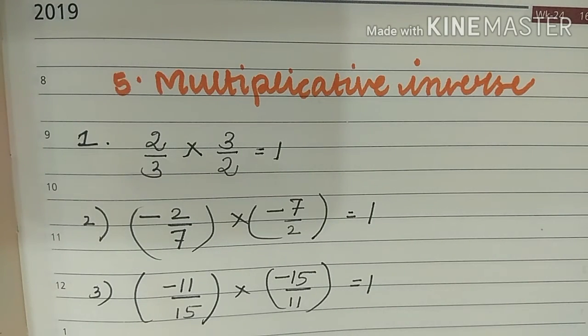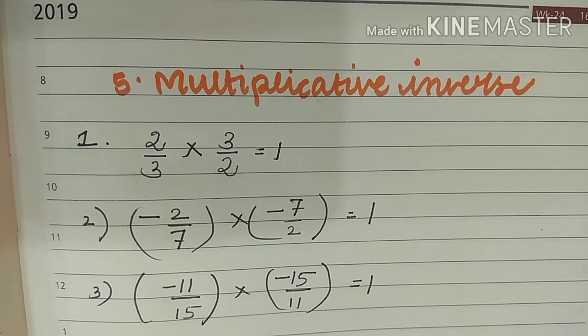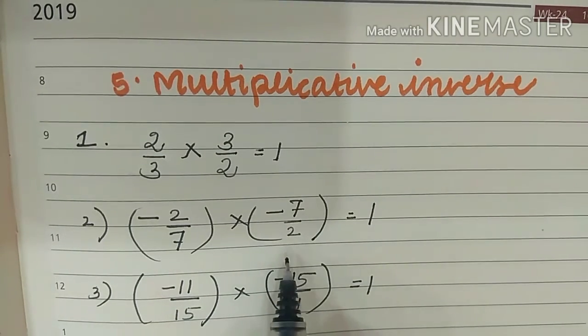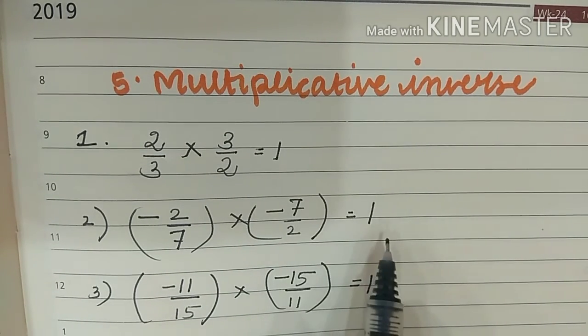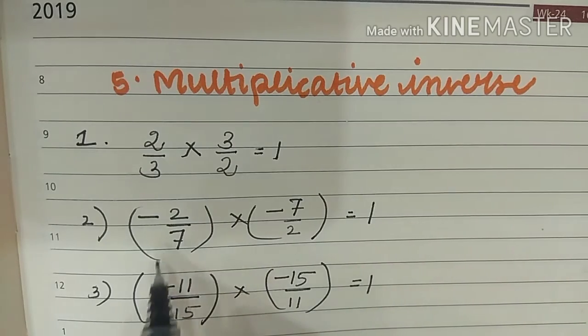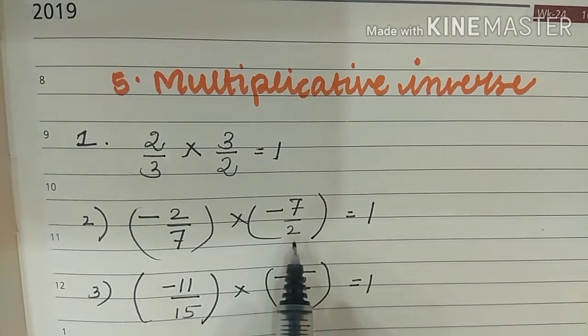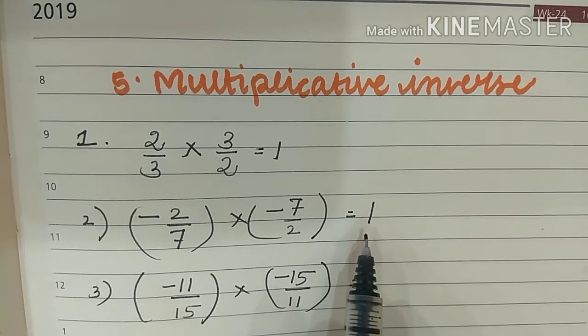First one is 2 by 3 into 3 by 2 is equal to 1. When you multiply 2 by 3 and 3 by 2, we get the result 1. What is 1? 1 is the multiplicative identity. Right? Then the second example is minus 2 by 7 into minus 7 by 2. Alright. So here the result is also 1. Why? Because you can cancel 7 and 7, 2 and 2, minus into minus is plus. That is equal to 1.